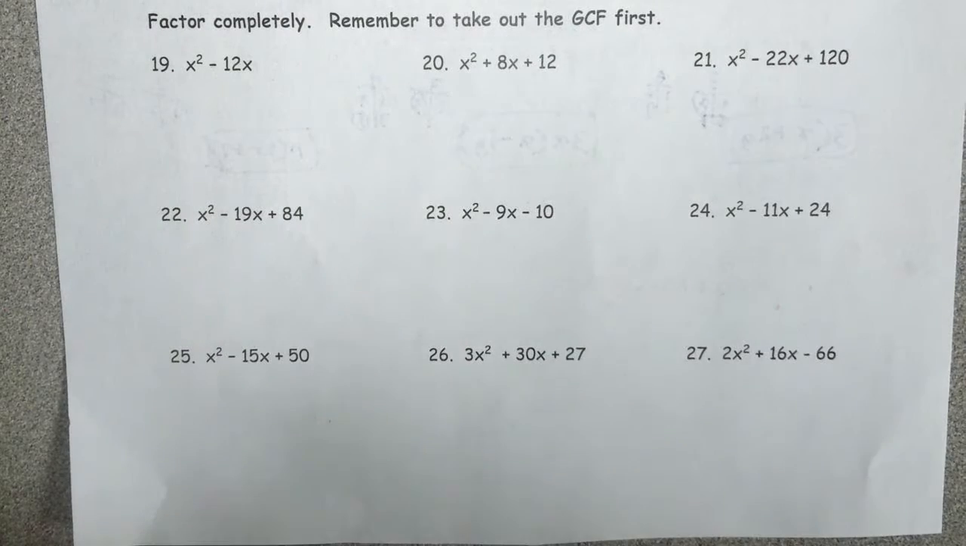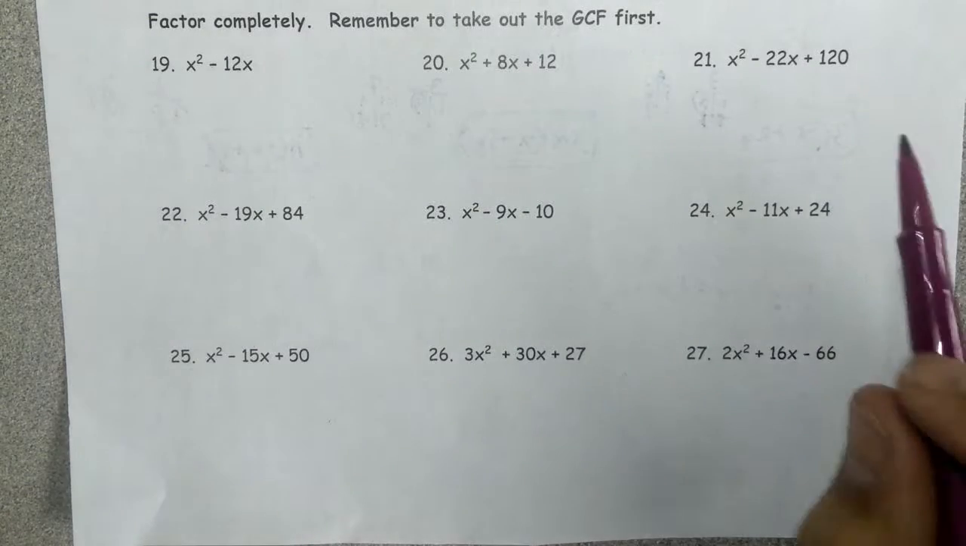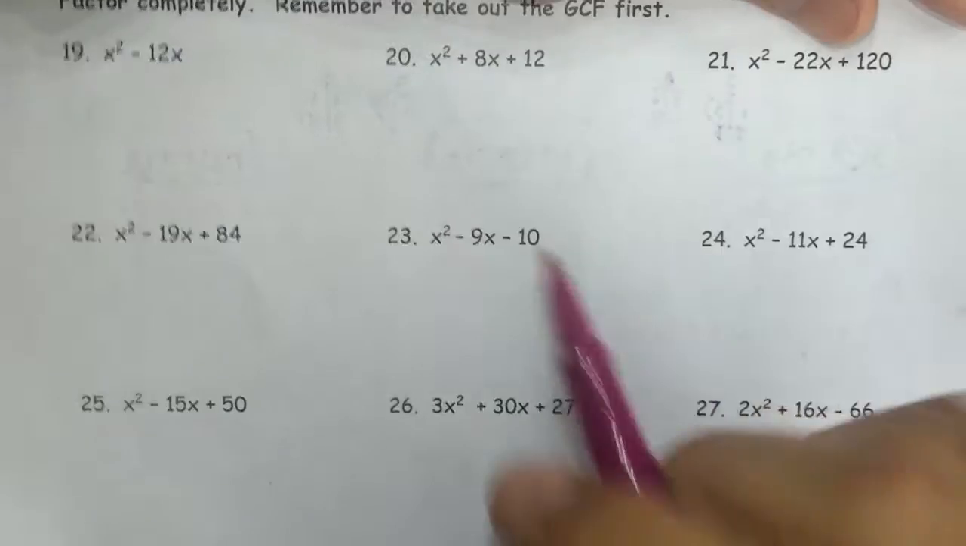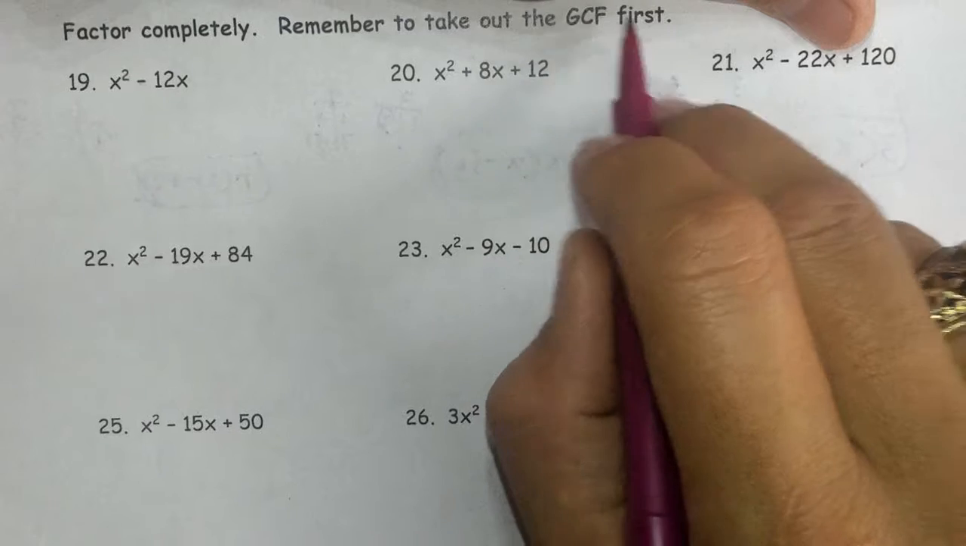Okay, now we're moving on to factoring completely. Here we're actually going to factor and get both binomial terms. We're going to look at number 20 first. Number 20, we're going to talk about the GCF throughout this.